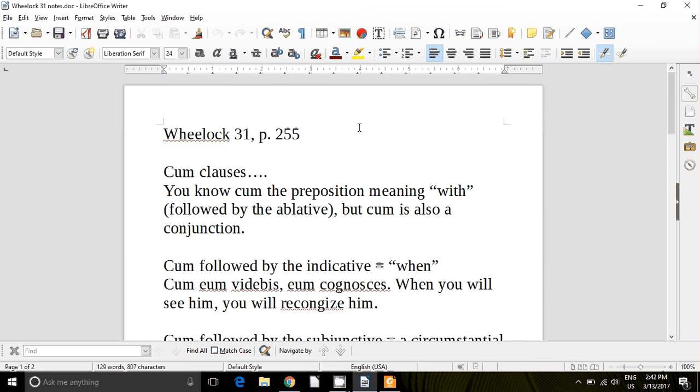Welcome back to Latin. We lock lesson 31, page 255. We're going to learn an irregular verb, fero, and we're also going to learn another thing to do with subjunctives, and that is in cum clauses.